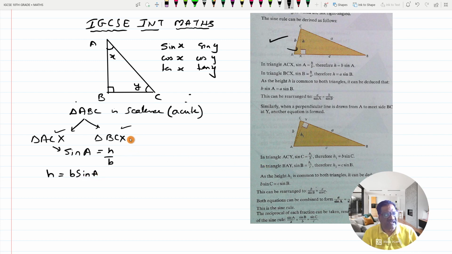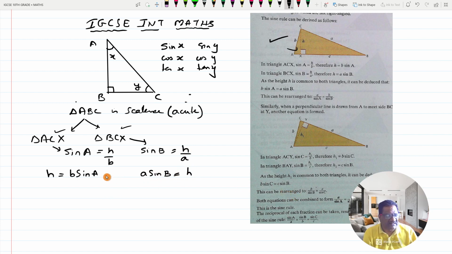Now, the same thing I can do for this triangle BCX. BCX is over here. This is my BCX triangle. In this BCX triangle, if I want to find an expression for sine B, it would be opposite upon hypotenuse. So opposite is h and hypotenuse is a. So can I write it as h upon a? If I rearrange this, I get a sine B is equal to h, right?